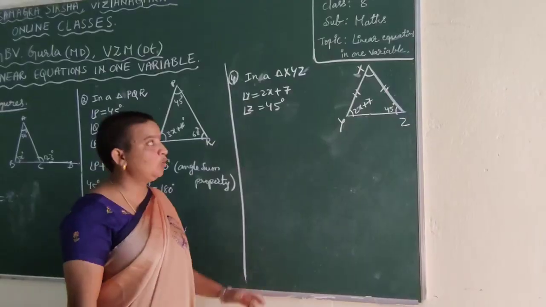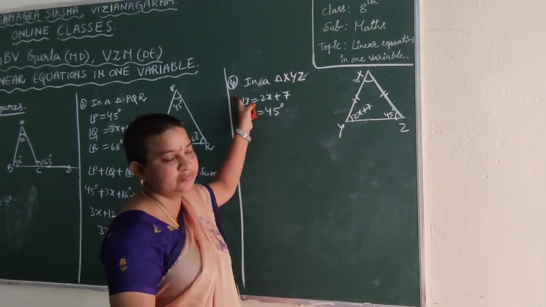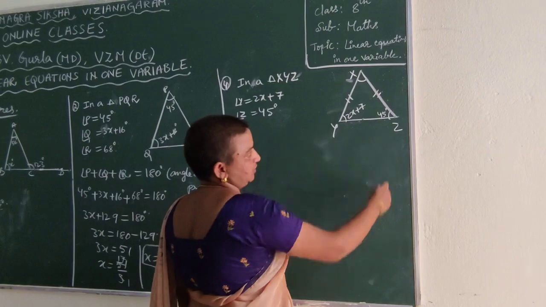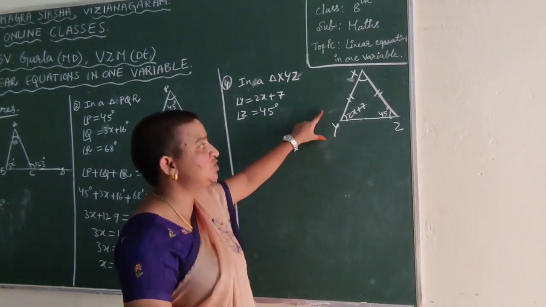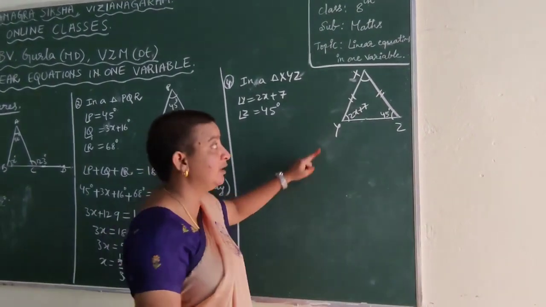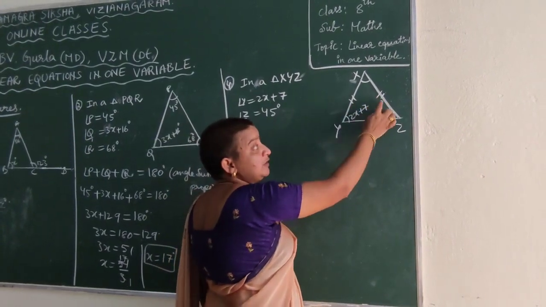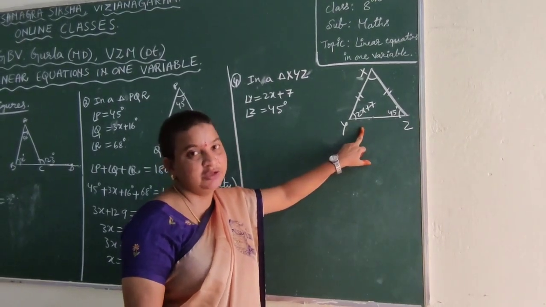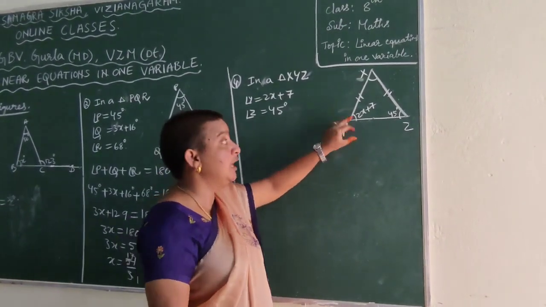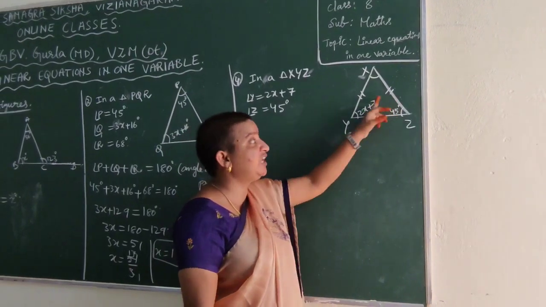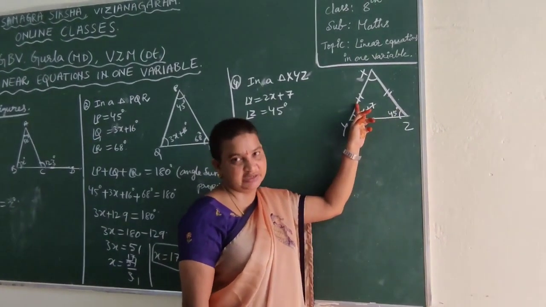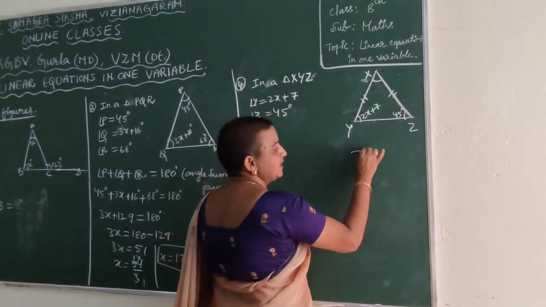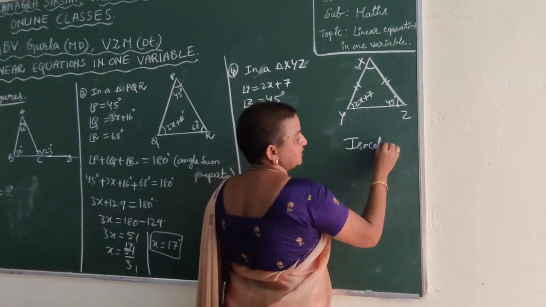Okay, let us solve the fourth problem. Okay, this is a triangle XYZ. Look at the triangle, children. Which type of triangle is this? This is an isosceles triangle. You already know this from before classes. In a triangle, if any two sides are equal, then it is called an isosceles triangle.